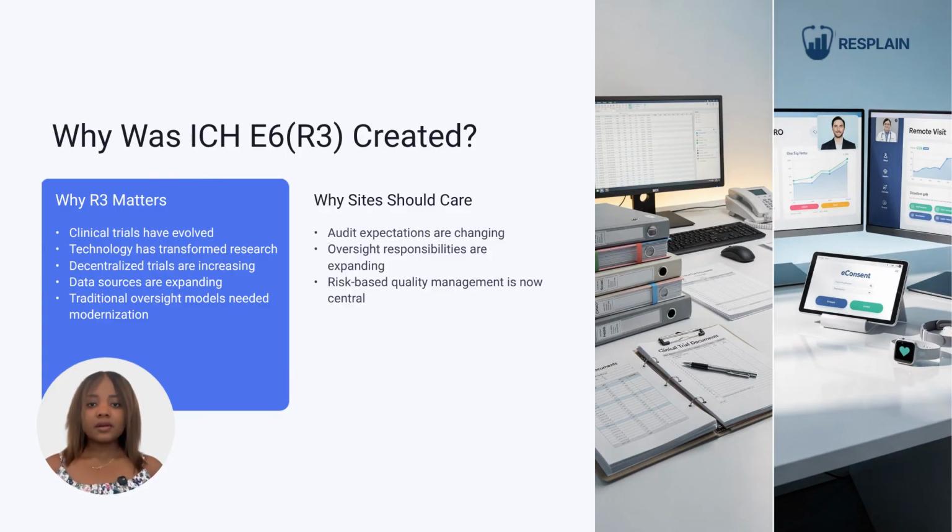ICH E6R3 was developed because clinical trials today look very different from the trials that existed when earlier versions of GCP were written. Modern trials now involve electronic systems, wearable devices, remote monitoring, decentralized visits, electronic informed consent, home health providers, and increasingly complex data ecosystems. The updated guidance recognizes that traditional oversight approaches are no longer enough for this environment. R3 therefore places greater emphasis on participant-centered trial conduct, technology oversight, data governance, proportional risk management, and operational quality systems. This matters for sites because auditors will increasingly evaluate whether sites can safely and reliably protect participants and produce reliable data.